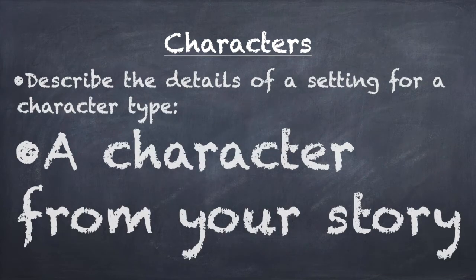So now let's do this from your perspective, again, going into your story idea. So pick a character from your story and describe the details of a setting for that particular character type. When I'm brainstorming, I like to think about a private space that the character's in, maybe like their room, their house, their apartment, whatever, but a private, personal space for one of the characters in your novel.